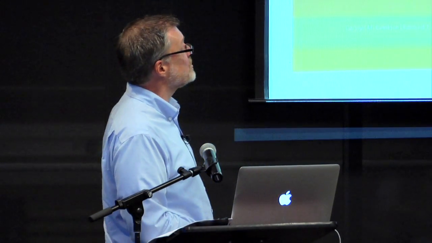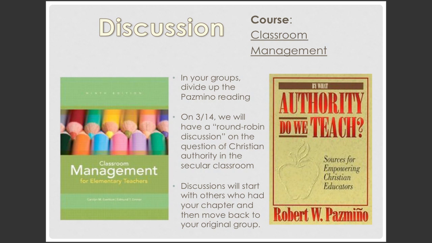Maybe what we have students do is divide up into groups, and in their groups they can divide up the readings in this book. It has 5 or 6 chapters. We divide it up amongst ourselves. And then on a certain date, we're going to have a round-robin discussion on the question of Christian authority in the secular classroom. And so the discussions might start where everybody who has chapter 1 gets together, everybody who has chapter 2 gets together, chapter 3 gets together.